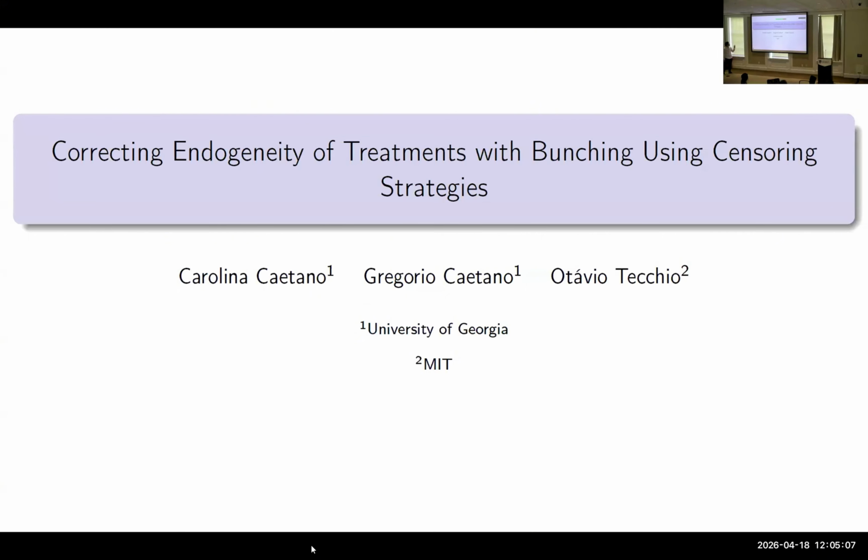Today I'm presenting this paper with Carol and Gregorio, looking more deeply at how we can use non-parametric censoring strategies to correct for endogeneity when the treatment has a bunching point. And here we're thinking about bunching on the corner in particular.